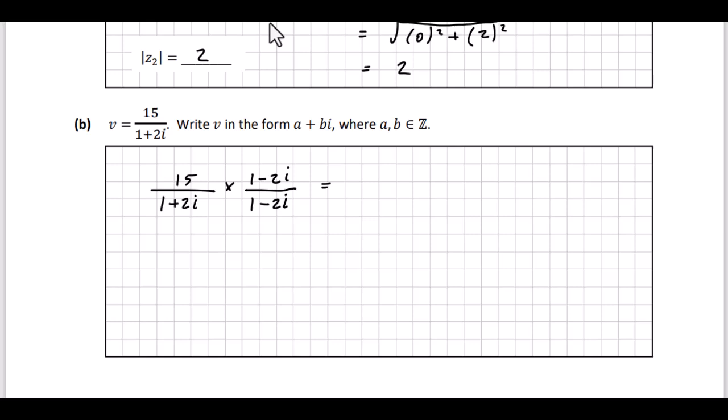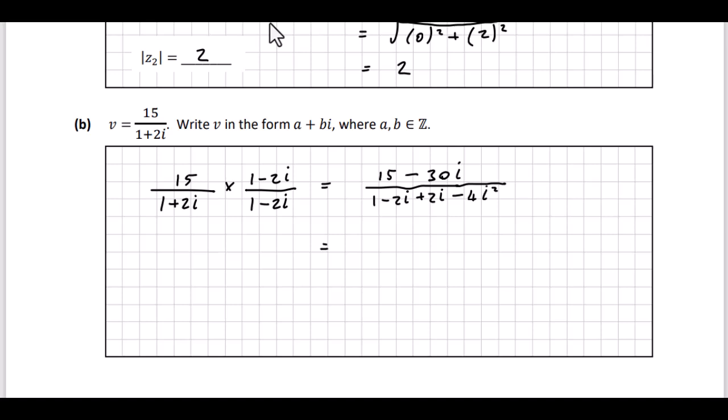So if we multiply the top by the top, the bottom by the bottom. So 15 times 1 is 15. 15 times minus 2i is minus 30i. And then we're going to divide that by 1 times 1 is 1. 1 times minus 2i, minus 2i. Plus 2i times 1 is plus 2i. And then plus 2i times minus 2i. Well, plus times minus is minus. 2 times 2, 4, i times i, i squared.